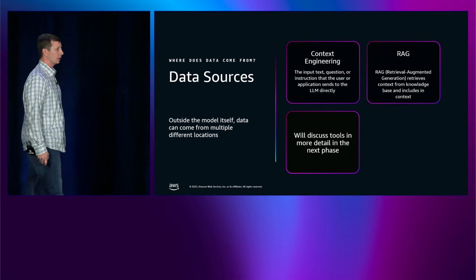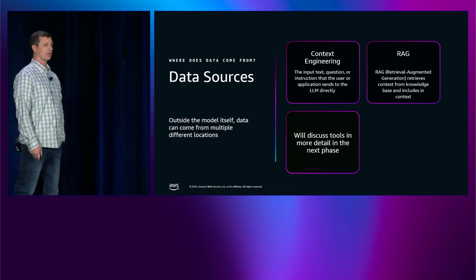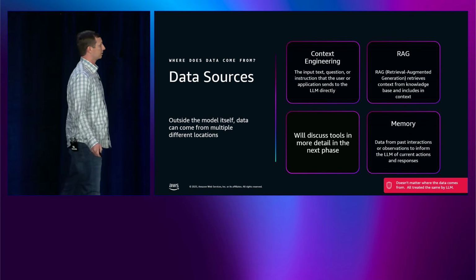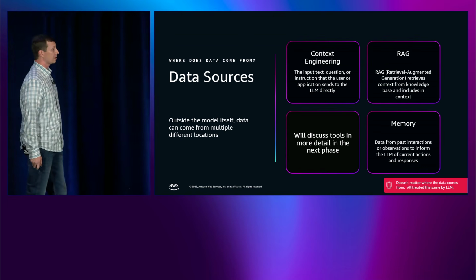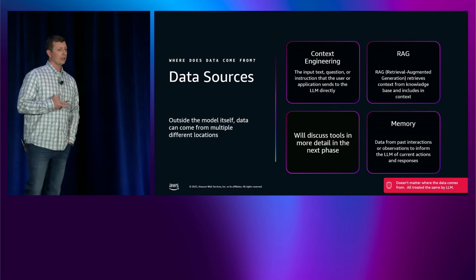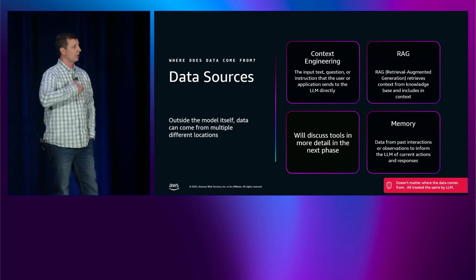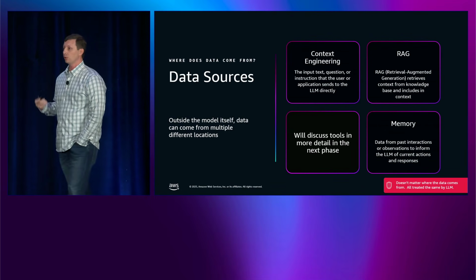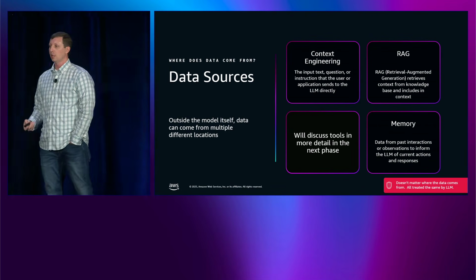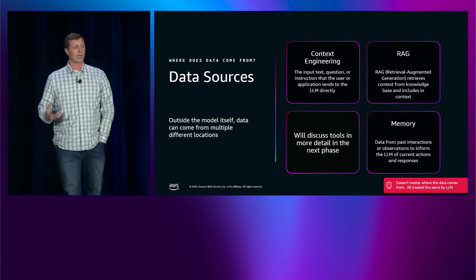Tools, this is a big one, but I'm going to let Jason talk about that because we have an entire section on that. And then memory. Memory is one that's coming up a lot with agents, specifically on how you can add additional information, whether it's old session data or facts or other things that you can include as part of the context in order to get the LLM to respond back the way that you want.